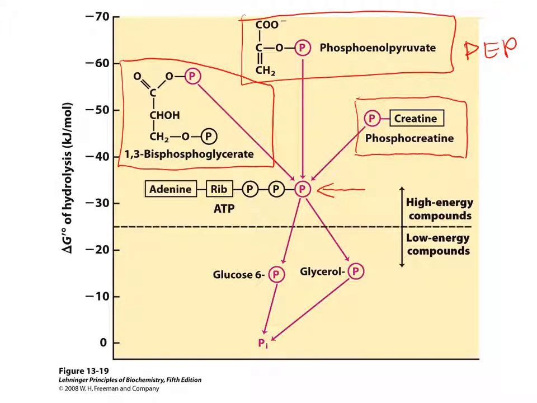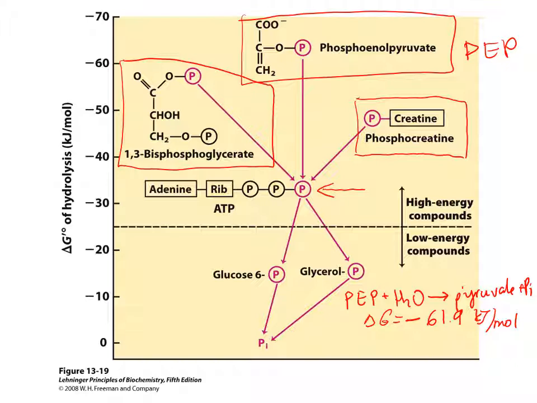So now let's look at a coupling of these reactions. The hydrolysis of PEP plus H2O yields pyruvate, right? Plus an inorganic phosphate, with overall delta G being minus 61.9 kilojoules per mole.